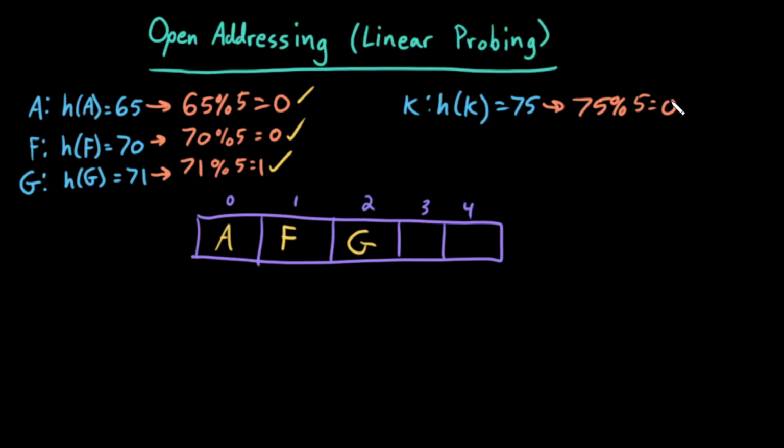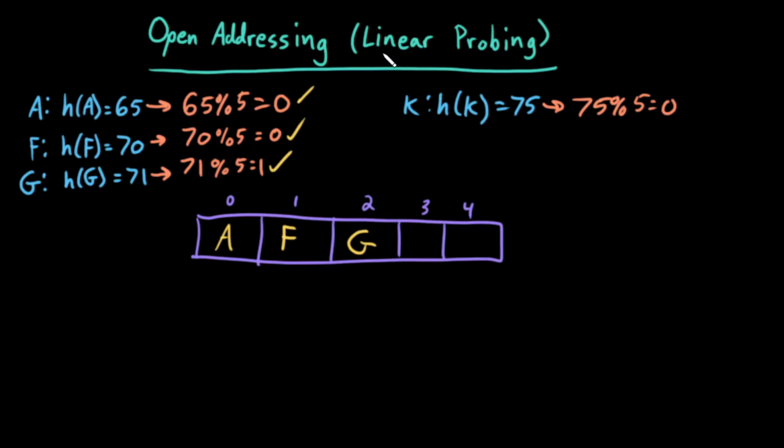So what happens if I try to search for the capital letter K in this array? I get an index of 0. I go to that index. This is not equal to K. Let me check the next one. This is also not equal to K. Let me check the next one. This is also not equal to K. Let me check the next one. Oh, I hit an empty cell. If I had ever inserted K, I would have found it in one of the non-empty cells. So if I've reached an empty cell, that means K does not exist in this hash table.